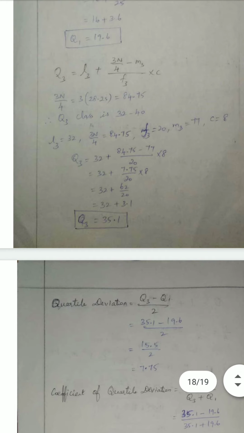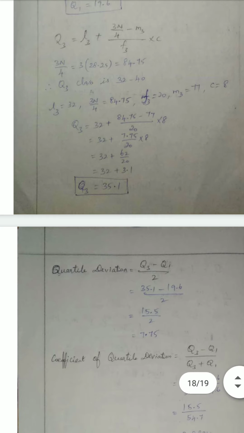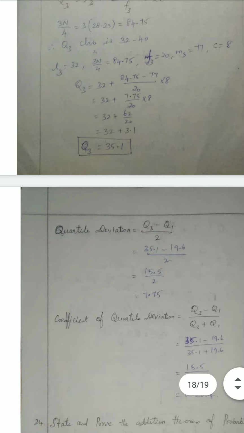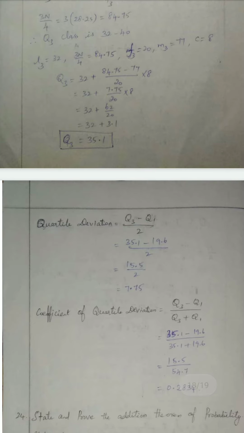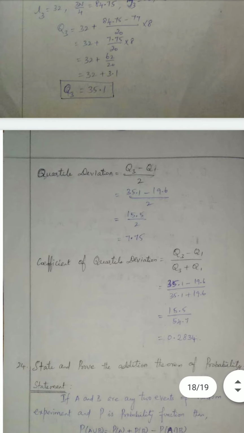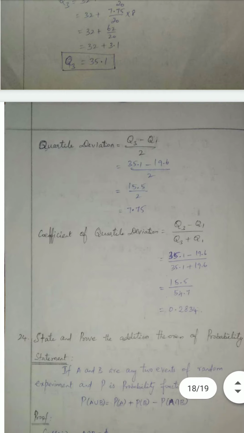We know the quartile deviation formula, that is (Q3 minus Q1) by 2. We substitute the Q3 value and Q1 value in this formula. We get the quartile deviation value is 7.75. And we know the coefficient of quartile deviation formula is (Q3 minus Q1) divided by (Q3 plus Q1). Therefore substituting the Q1 and Q3 values in this formula, we get 0.2834.